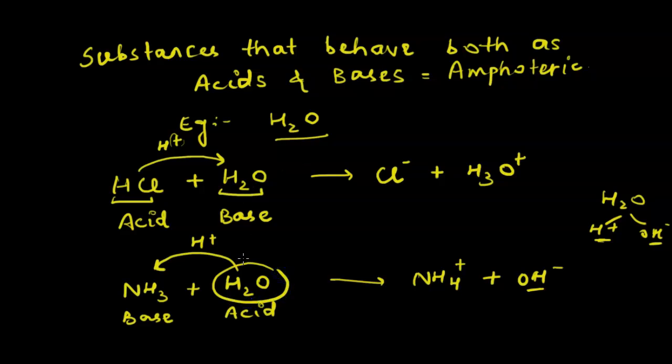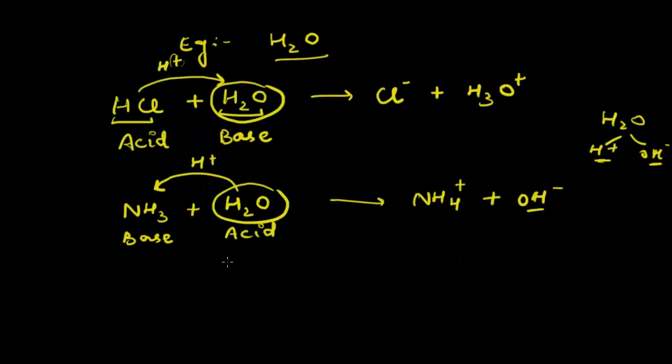So water in certain cases behaves as an acid and in certain cases behaves as a base. Therefore, water comes under the definition of an amphoteric substance. Now here we need to understand one more thing. If HCl is called an acid, it forms Cl negative. What is Cl negative going to be called? Always remember, if a substance is an acid, then after releasing H positive ion, that substance is going to form its conjugate pair, and the name is conjugate base.